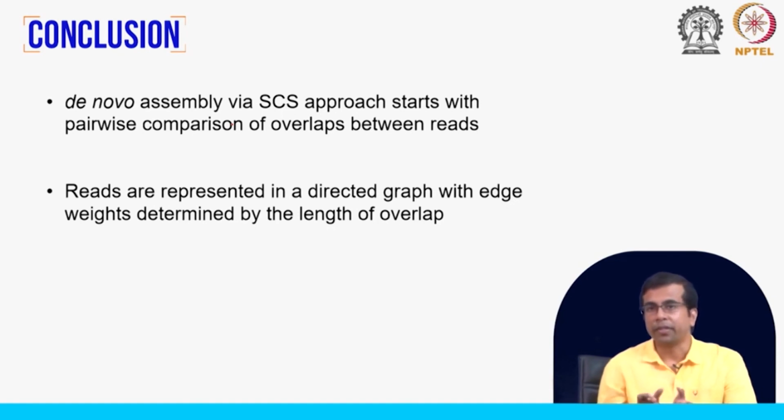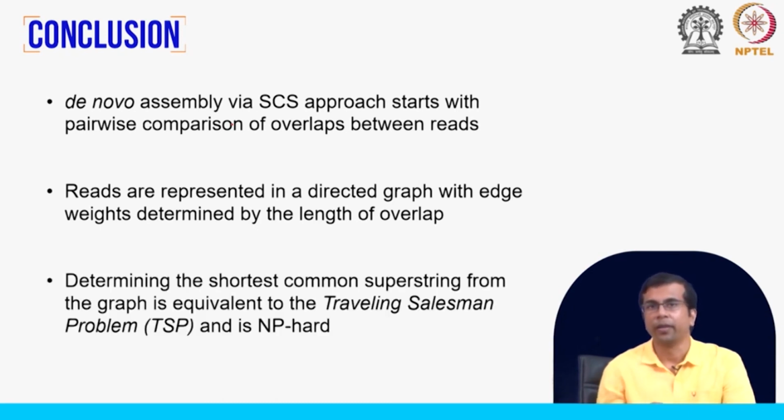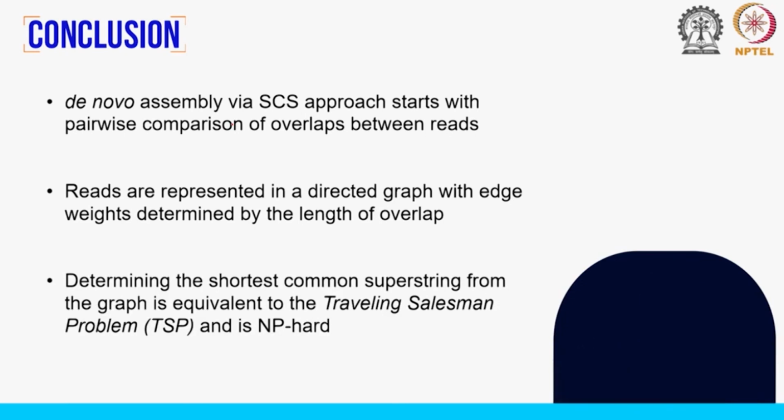And then reads are represented in the directed graph with edge weights, which are again determined by the length of the overlap. The direction is also determined based on the overlap region, right. So, whether the overlap is in the suffix or in the prefix will determine the direction of the arrows. And finally, we have discussed that determining the shortest common superstring from the graph is equivalent to the traveling salesman problem and is an NP hard problem. Thank you very much.